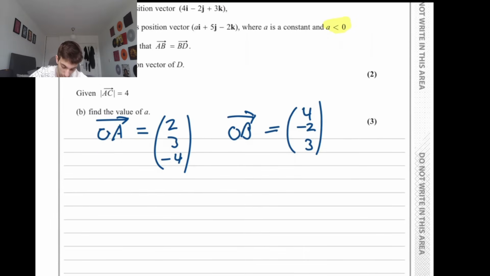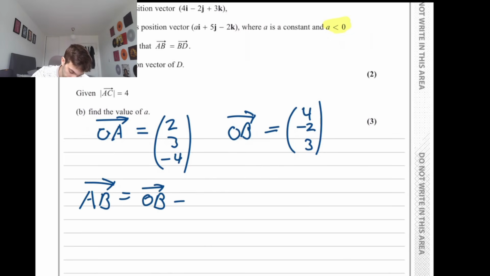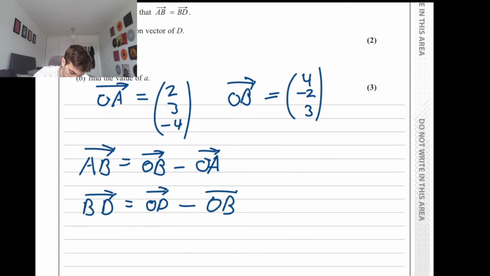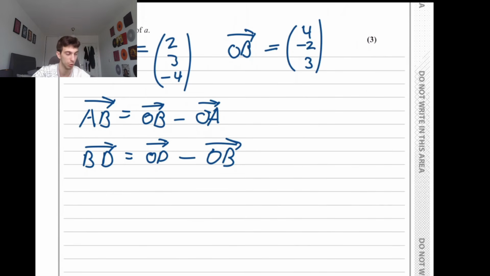Okay, so first things first, we already know what A to B is. To find the vector A to B, this will simply be O to B, take away O to A. And then we also know that this will be equal to B to D. And we know that B to D will be equal to O to D, take away O to B. Once again, A to B, as they gave us in the question, is equal to B to D.